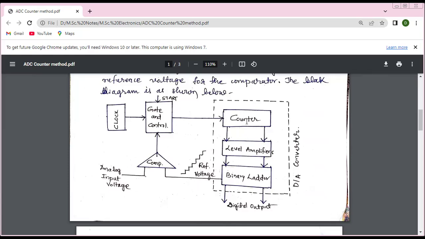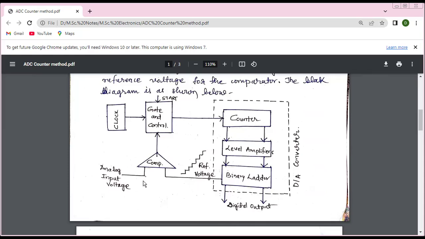So actually this counter has the facility to store that pulse also. So that stored information will appear here. As this conversion process stops, that stored information in the counter will appear here as a digital output. That means a digital output of 1 volt appears here in this way.